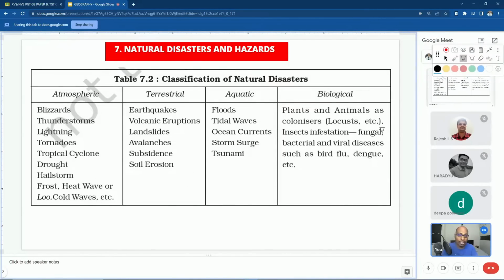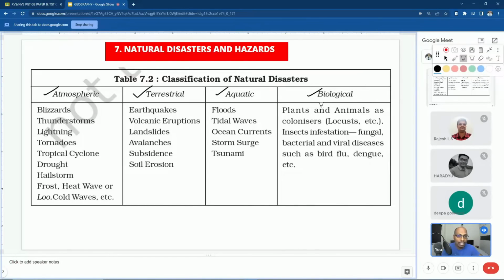Now, classification of natural disasters. There are so many natural disasters we know, but we are trying to classify these disasters as per the NCERT class 11 geography textbook. So there are 4 different classifications of disasters. Atmospheric disasters are there, terrestrial disasters are there, aquatic disasters are there, biological disasters are there.